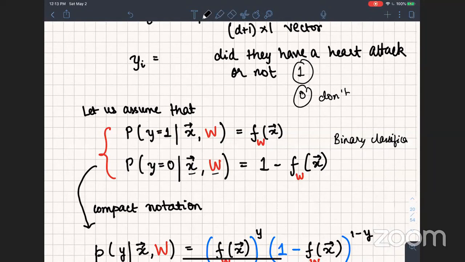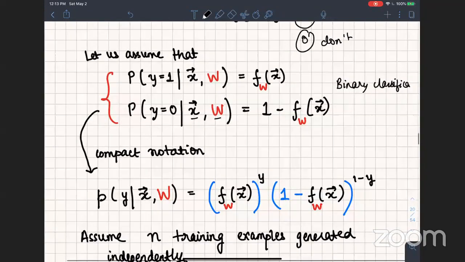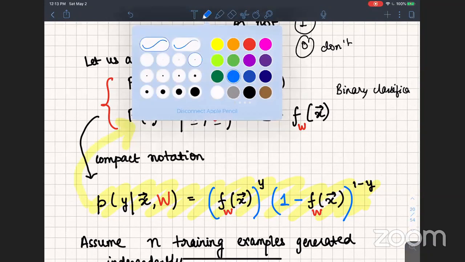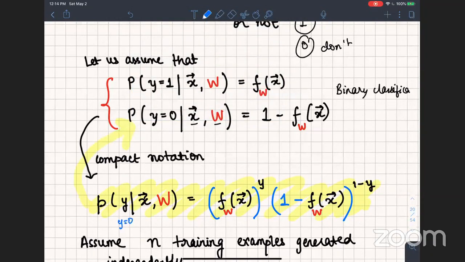Now if you have to combine these two equations into one equation to bring in the overall effect, this is what it is, right? To understand it, plug in y equal to 0. If you plug in y equal to 0, you would have this form. That means the probability of y equal to 0 given x and w is, now y equal to 0 means this term would be 1 and this term would be 1 minus f of x, which is this term. If your y is equal to 1, this would be 1.